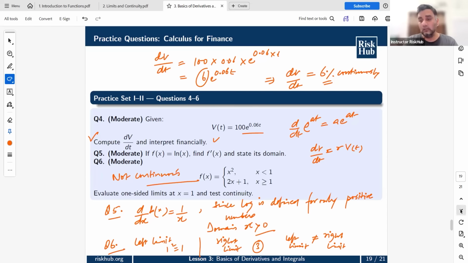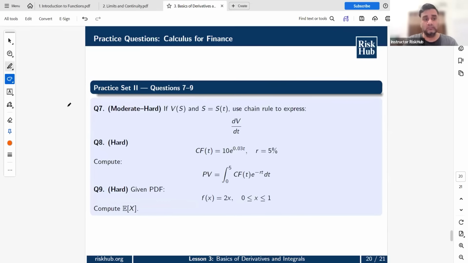Then we go to the next question, question number 7. If V(S) and S is equal to S(t), use the chain rule to express dV/dt. dV/dt is the change in value of V for change in value of S, into dS/dt. For the financial interpretation, portfolio change depends on its sensitivity to the asset price, which is delta, and how the asset price changes over time.